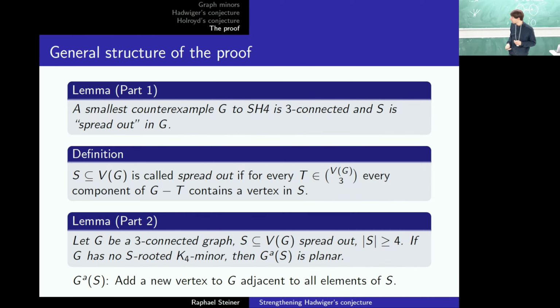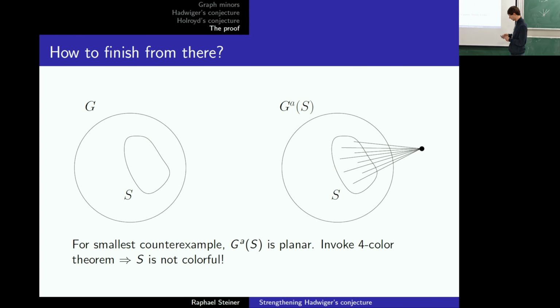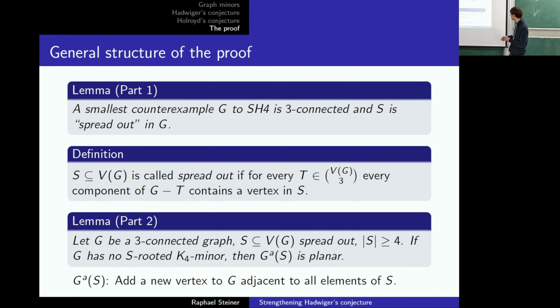Okay? So in other words, you have a drawing of the graph in the plane without crossings, such that all the elements of S are in the outer face. That's the same, it's equivalent. Adding the vertex to a set and still being planar is the same as having a drawing where all these vertices in the set belong to the same face.